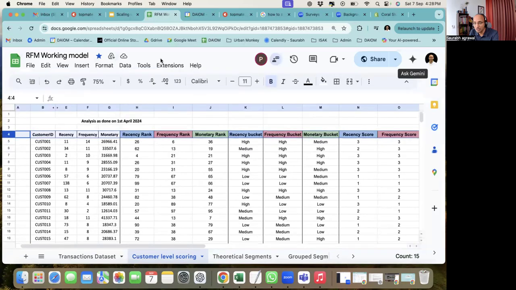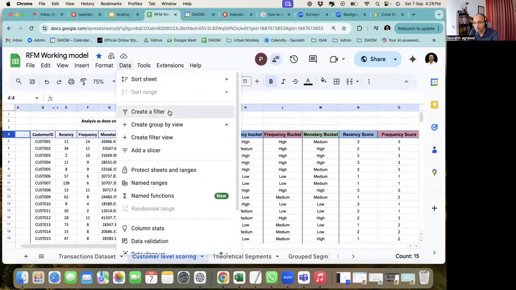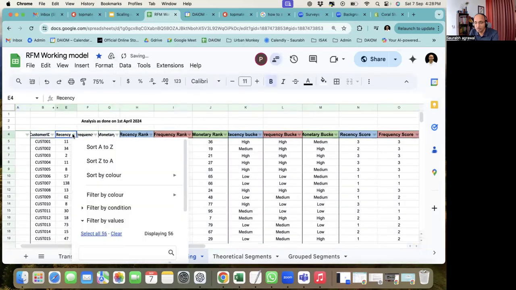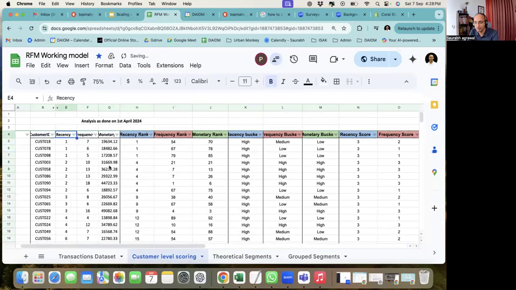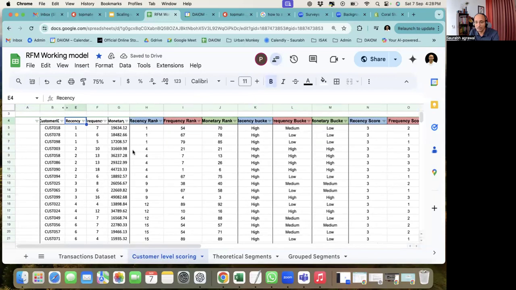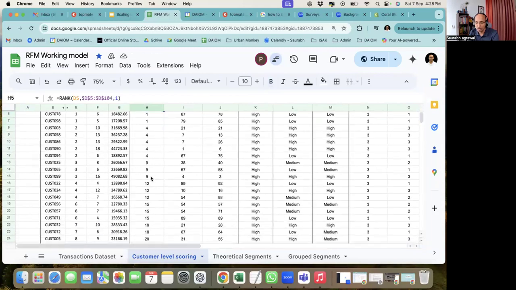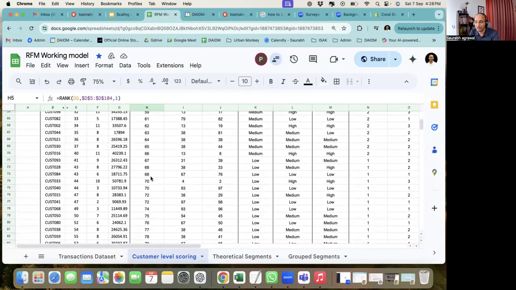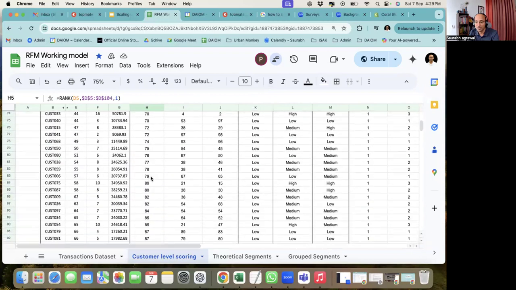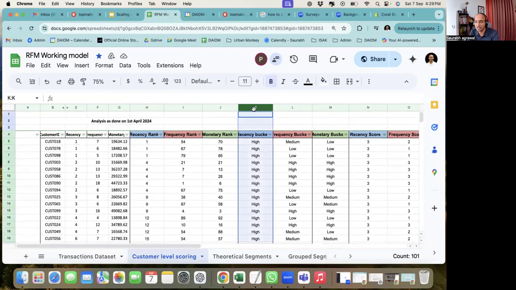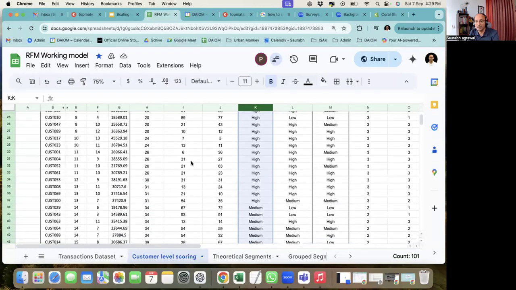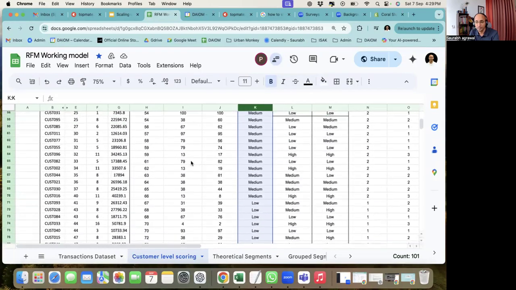Let me just sort this data. Then you sort your recency, and then you give the rank. What is the rank of it? आपने sort कर लिया and then you bucket them into high, medium, low. Are you able to see? This is the recency bucket and this is the recency rank. तो आपने इसको high, medium, low में sort कर लिया, right?